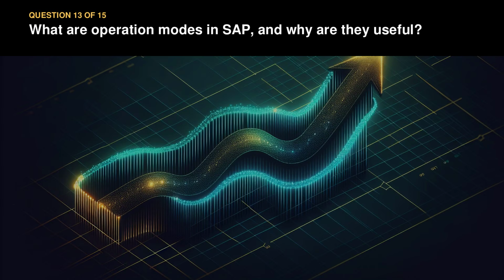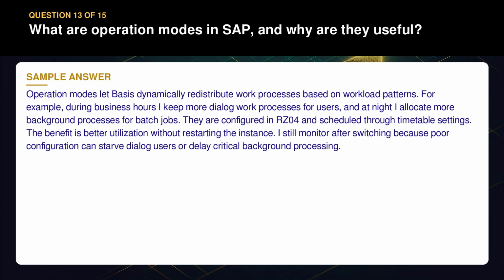Question 13. What are operation modes in SAP, and why are they useful? Operation modes let Basis dynamically redistribute work processes based on workload patterns. For example, during business hours, I keep more dialogue work processes for users, and at night, I allocate more background processes for batch jobs. They are configured in RZ04 and scheduled through timetable settings. The benefit is better utilization without restarting the instance.